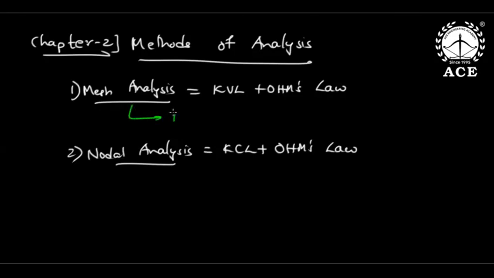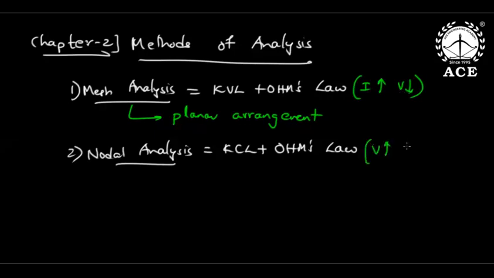Mesh analysis requires a planar arrangement in the network. That is a requirement. Both are powerful. I told you such bits, like which is faster and when. The general observation is: if there are more current sources and fewer voltage sources, including dependent sources, mesh is faster. Similarly, if there are more voltage sources but fewer current sources, then nodal is faster.